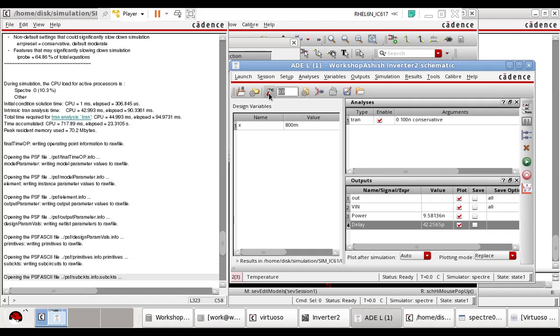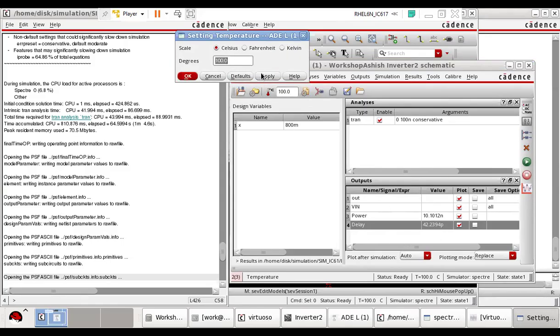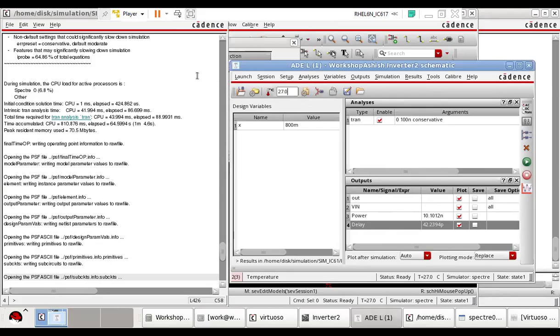Now let us see the high temperature. Suppose let us say 100 degrees Celsius. On 100 degrees Celsius, my power dissipation increases and the delay almost remains the same. So these are the impact of temperature on your device. You can check the impact of temperature. Normally we keep it at the default value, 27 degrees centigrade. You can check your device from 0 degrees centigrade to 100 degrees centigrade, or whatever temperature your device is going to be implemented in, right?